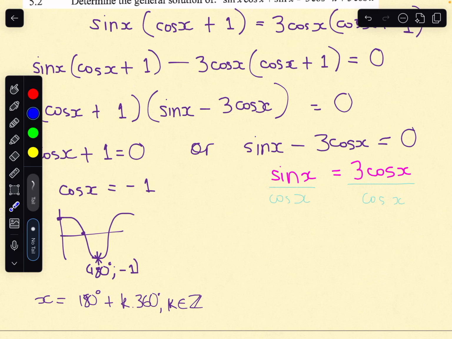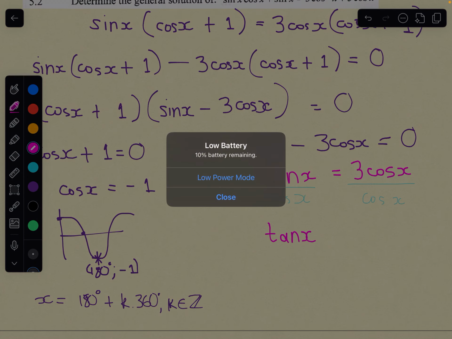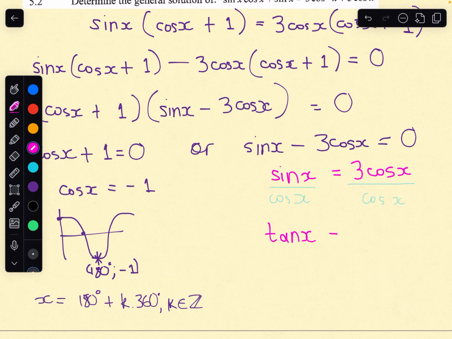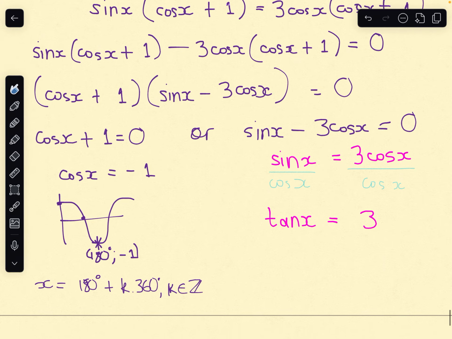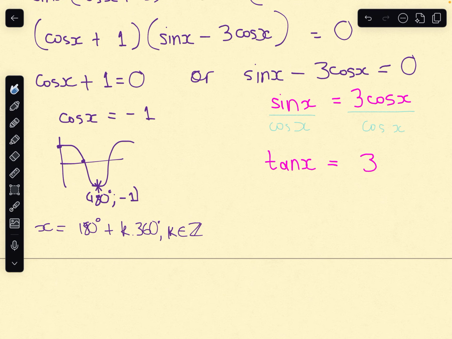I hope that makes sense. So this would now be tan x is equal to 3. So the cos x has disappeared from this side, fine, but it hasn't disappeared from the equation, right? It's still present inside the tan x. That is very important. So this we'll have to solve with our calculator.